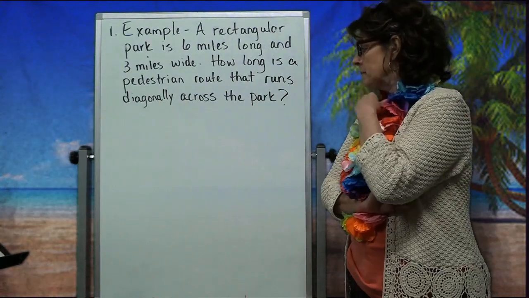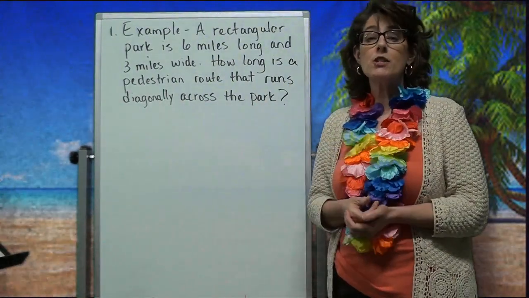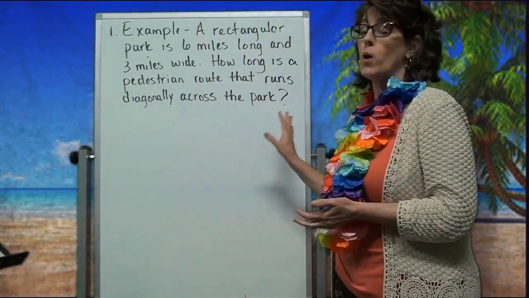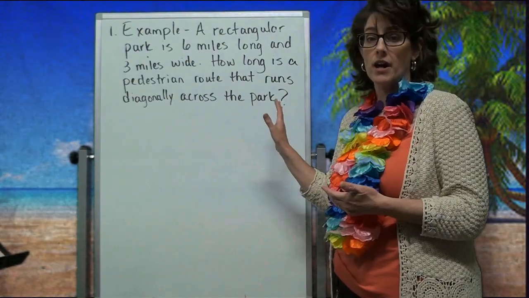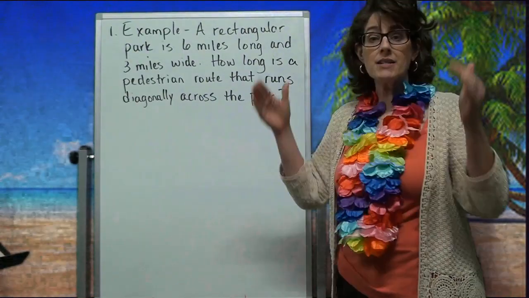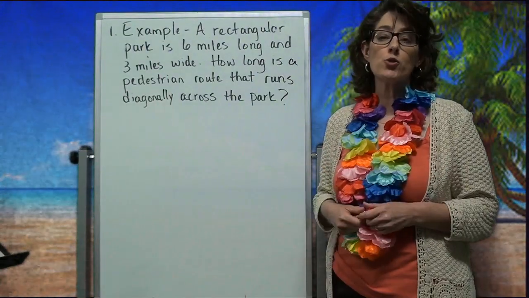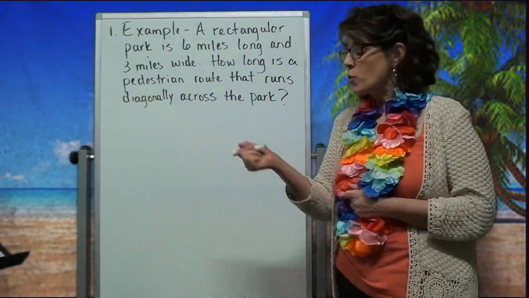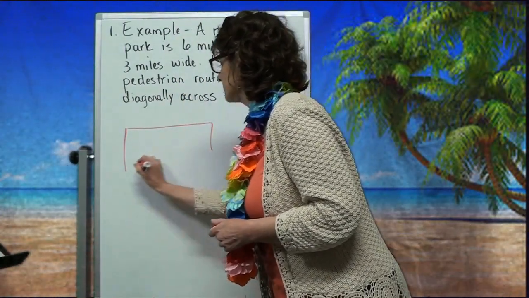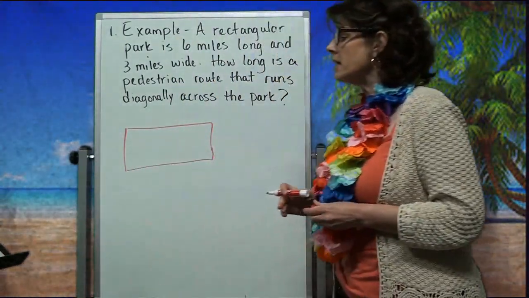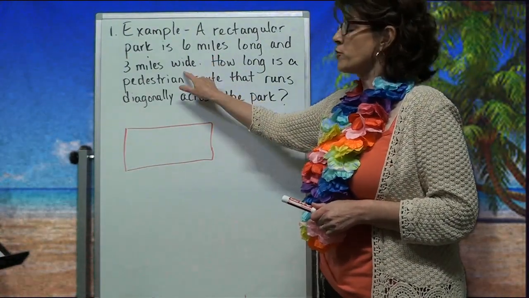I've said many, many times that whenever you have a word problem, the best thing you can do is read it in its entirety one time just to get a feeling for what's happening, which we've just done. I know that I'm dealing with this rectangle shape, and a picture is worth 1,000 words. So I'm going to draw that picture of that rectangular park, and I'm going to label what I know in it. I know that it's 6 miles long, 3 miles wide.